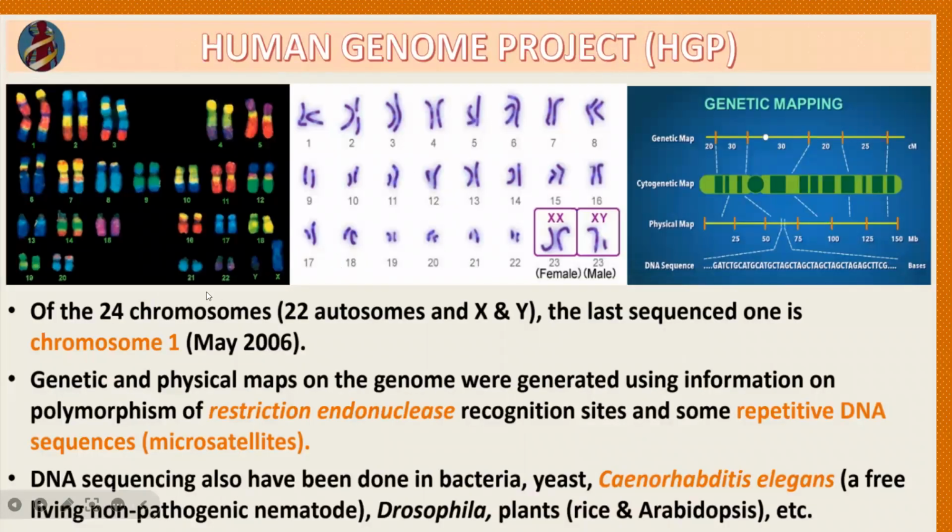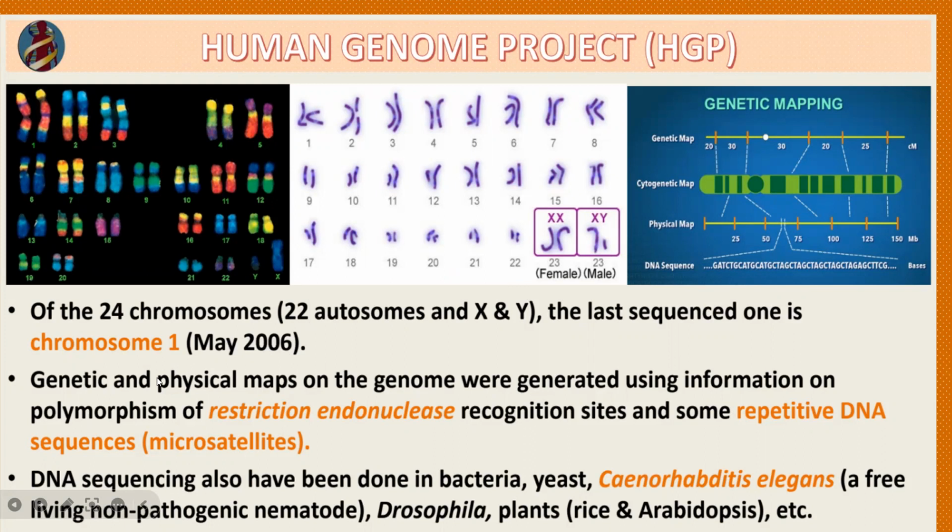This you all know. Out of the 23 chromosome pairs, 22 are autosomes and X and Y are the sex chromosomes. Yeah, it is 24 chromosomes. Okay. Why have they mentioned 24 chromosomes? X and Y are not the same chromosome. X is different, Y is different. 22 are autosomes and there is one X and one Y chromosome. The last sequenced one is chromosome 1, May 2006.